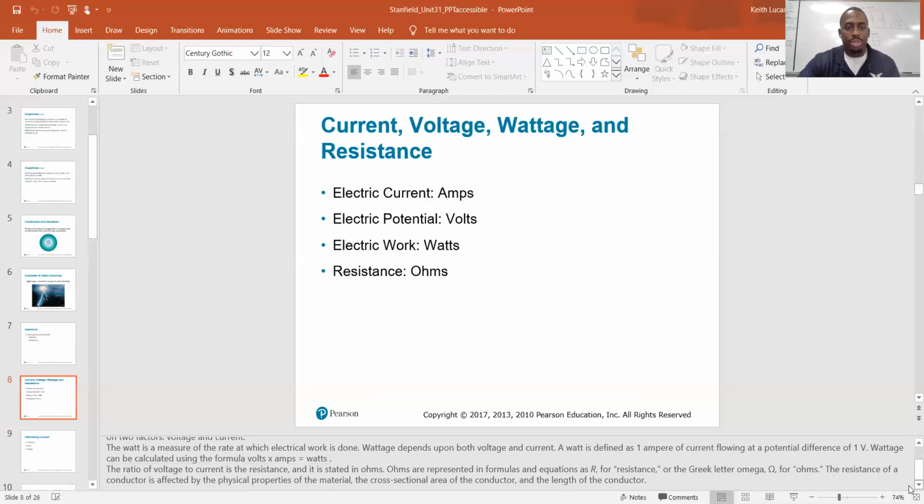The ratio of voltage to current is the resistance, and it is stated in ohms. Ohms are represented in formulas and equations as R for resistance, or the Greek letter omega. And that omega symbol you'll see on your meters. On the ohms function on your meter, you'll see that omega symbol, and that's the function that you want to go to do a resistance reading. The resistance of a conductor is affected by the physical properties of the material, the cross-sectional area of the conductor, and the length of the conductor.